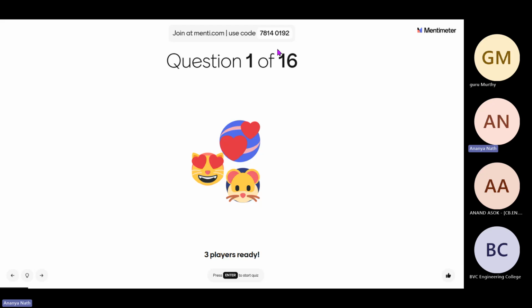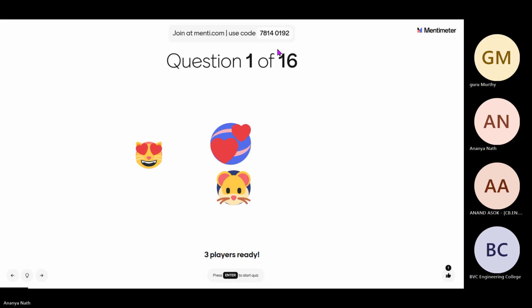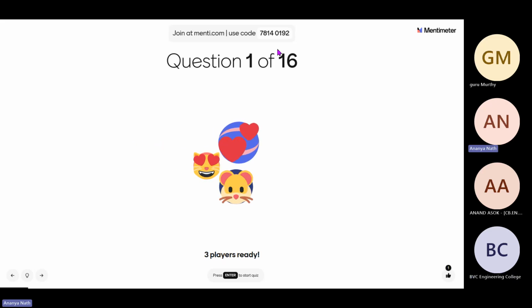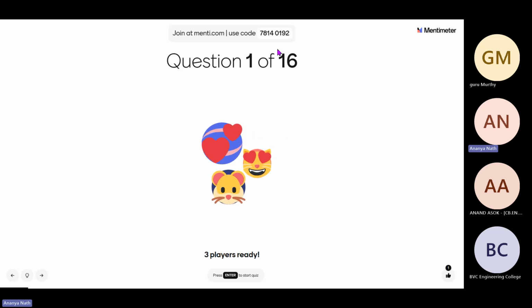So as soon as the question comes, there will be options. You have to mark the right option according to you, but you have to be fast because the fastest one will get more points. Don't worry, there are no real marks. It's just a fun game. I could see two players. One is coming and going. So now I'm pressing enter, and the question will start coming. So here is your first question.